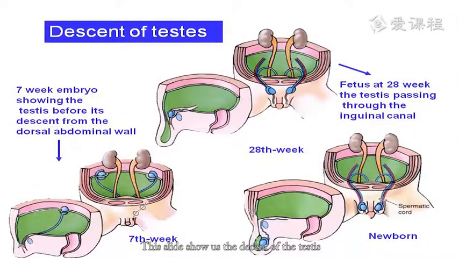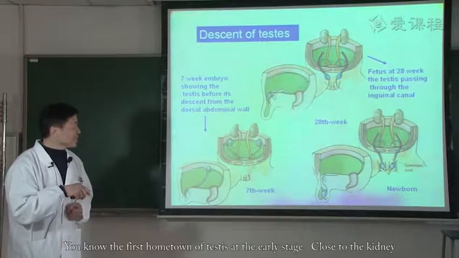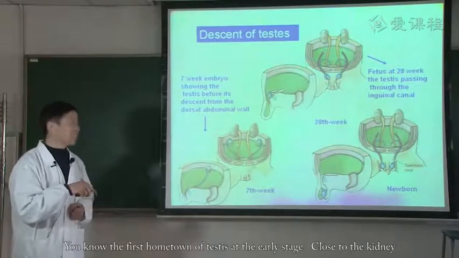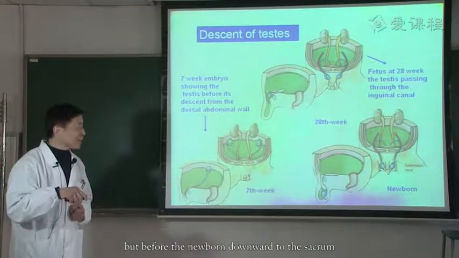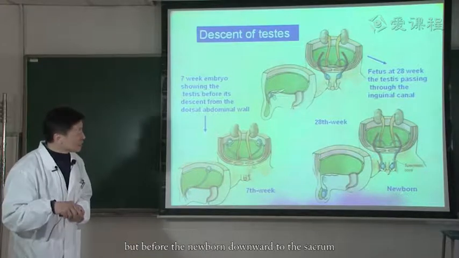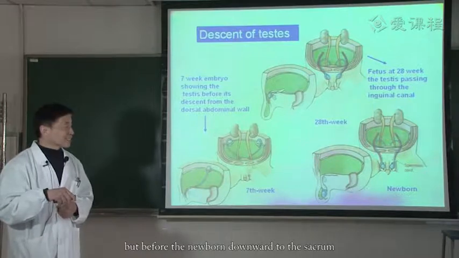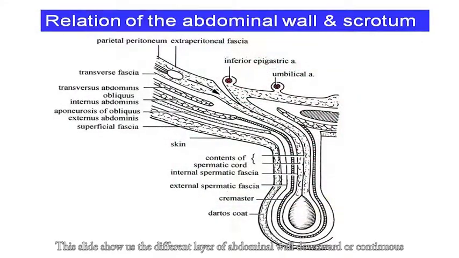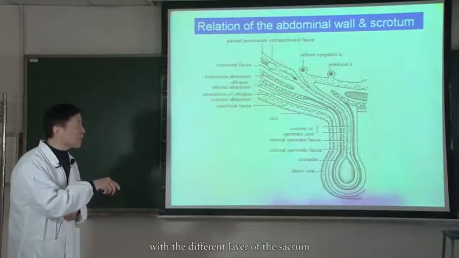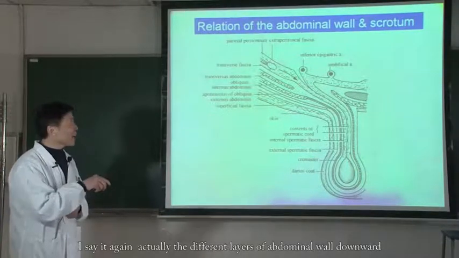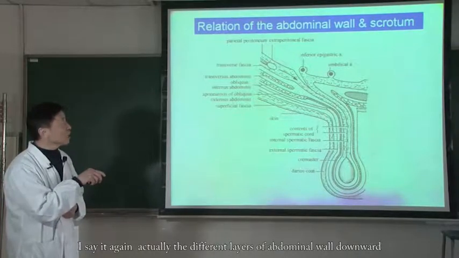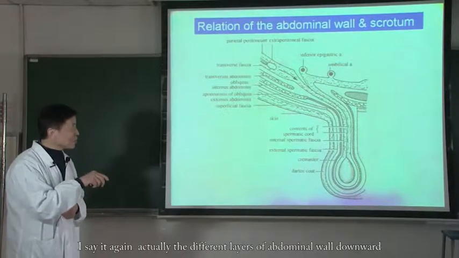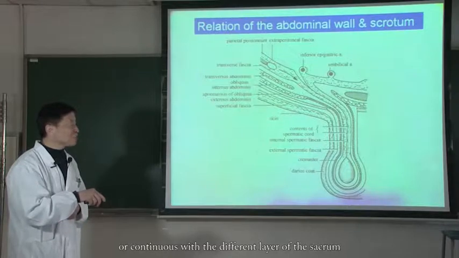This slide shows us the descent of the testis. You know, the testis at the early stage is close to the kidney. But before the newborn, it descends to the scrotum. This slide shows us the different layers of the abdominal wall continuous downward with the different layers of the scrotum. I say it again: the different layers of the abdominal wall are continuous downward with the different layers of the scrotum.